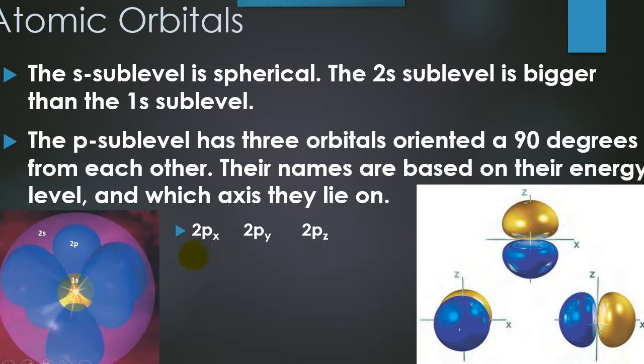And of course, the third energy level has the same thing. The third energy level has a 3px, a 3py, and a 3pz, which lie along these same axes, but are just bigger than the 2p orbitals.